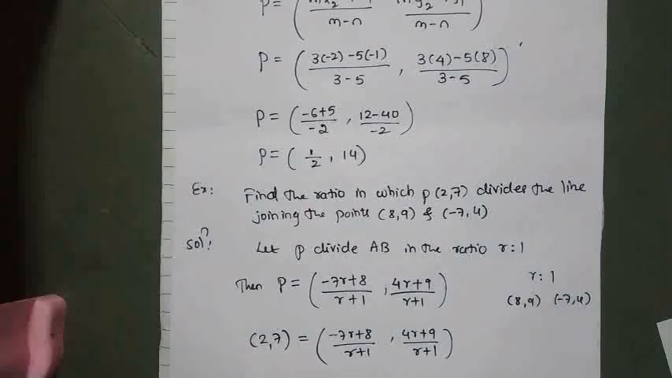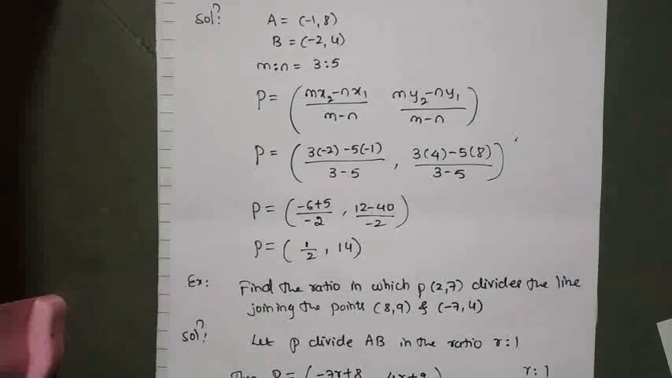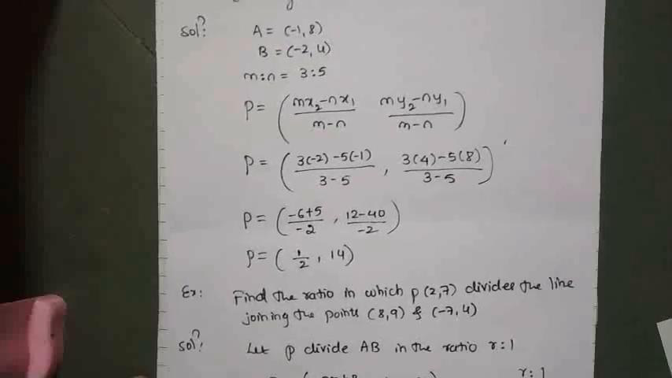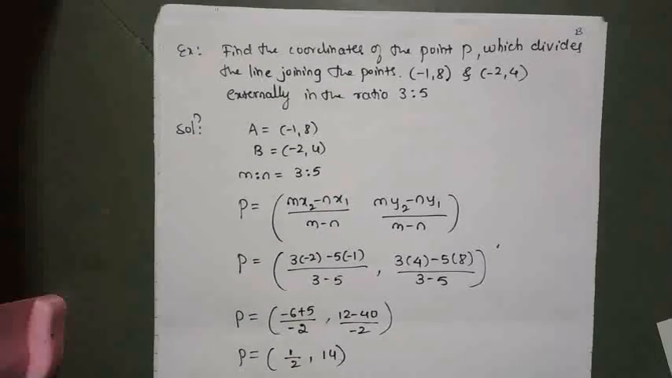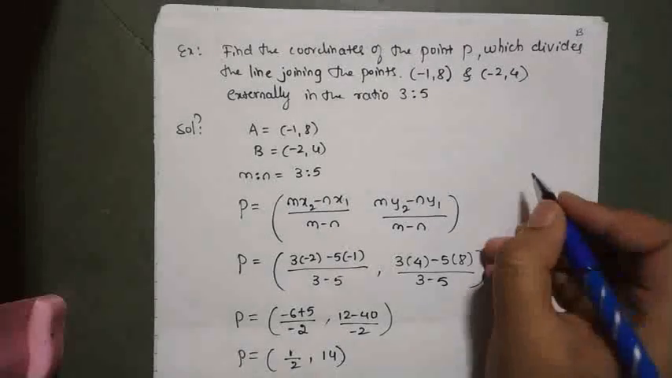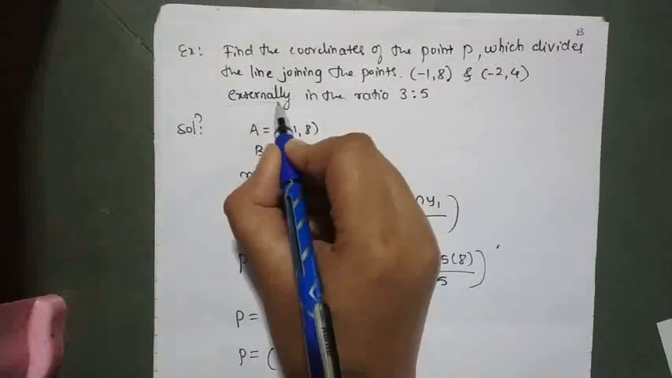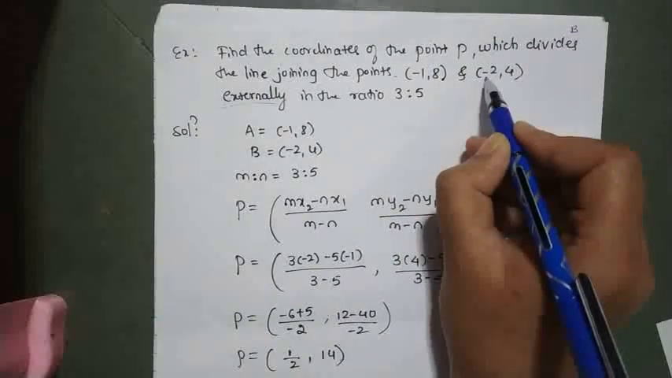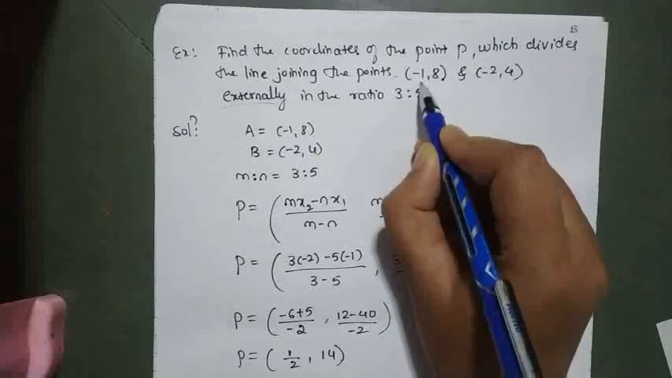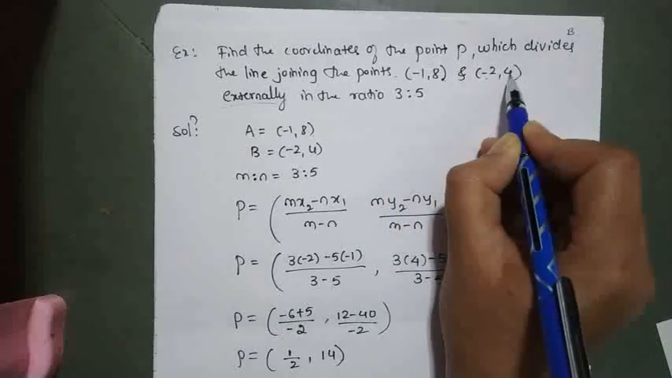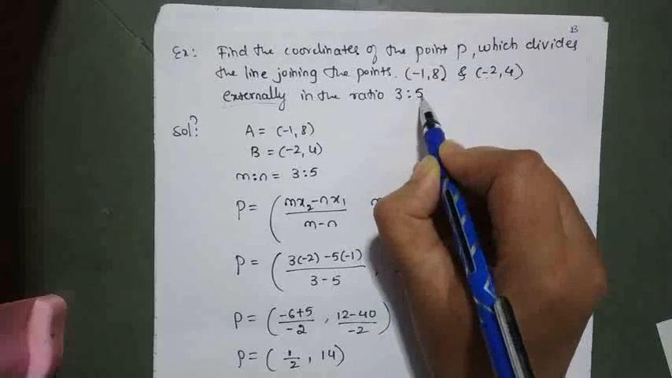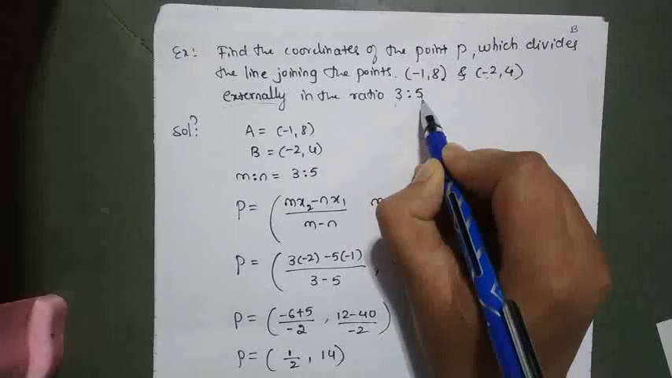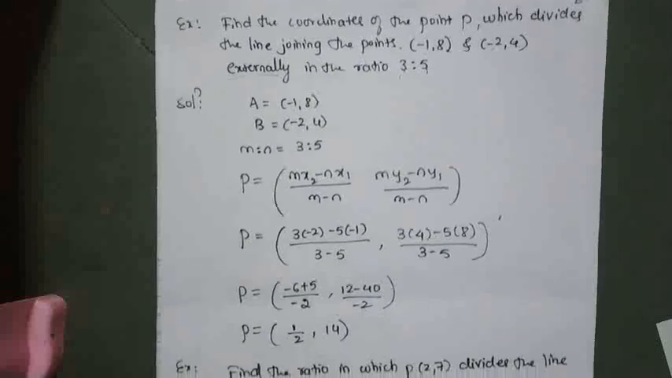Find the coordinates of the point P which divides the line joining the 2 points (-1, 8) and (-2, 4) externally in the ratio 3:5. Same as the last example, an external division example. So we use the external division formula. A point is (-1, 8) and B point is (-2, 4). This is x1, y1 and this is x2, y2. The ratio is 3:5, that is m is to n is 3:5. We use the external division formula.